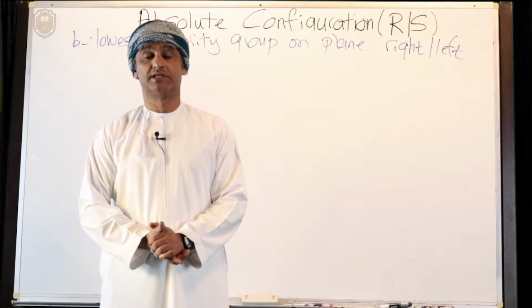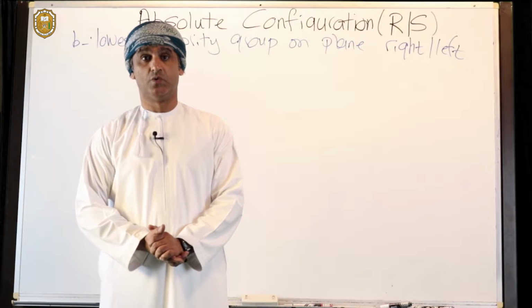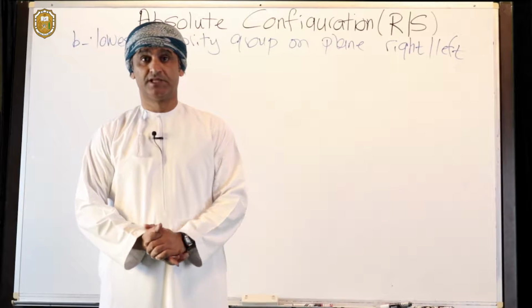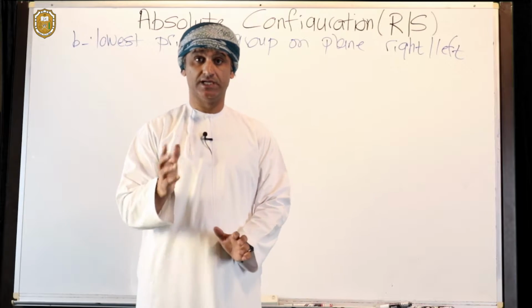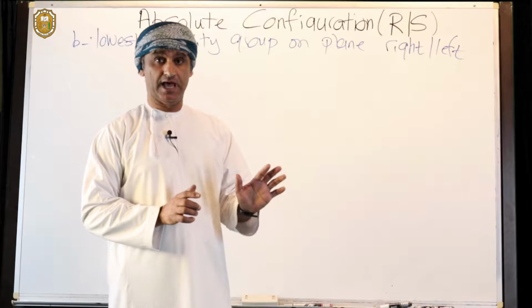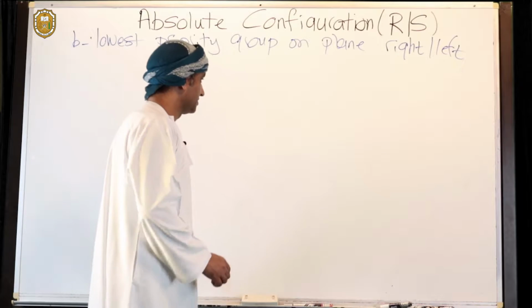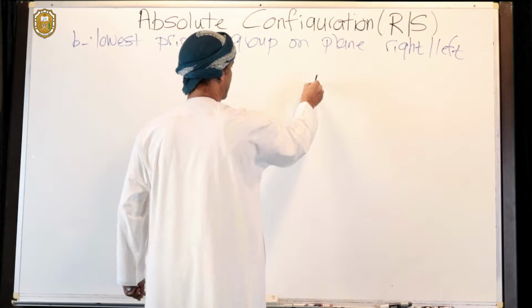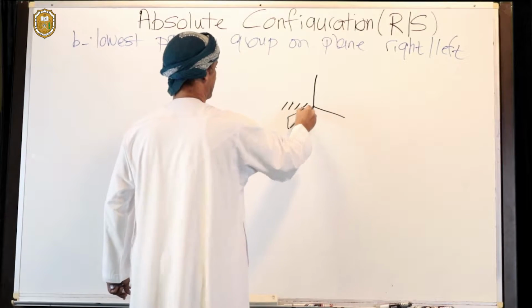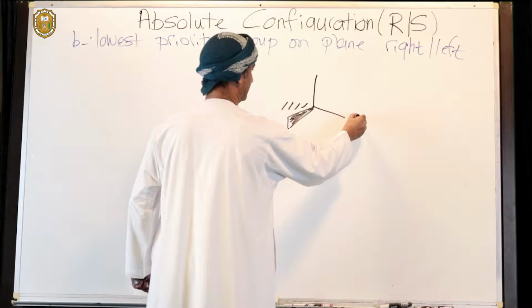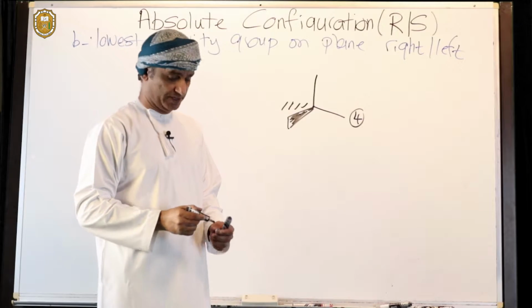Previously we took an example of structures where the lowest priority group was on the plane, up. Let's now take another case where the lowest priority group is either on the right or on the left, still on the plane, as should be drawn by a solid line. So something like this. So this is the lowest priority group, of course, as determined by atomic numbers.